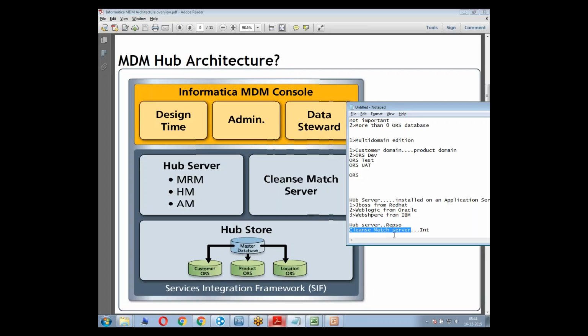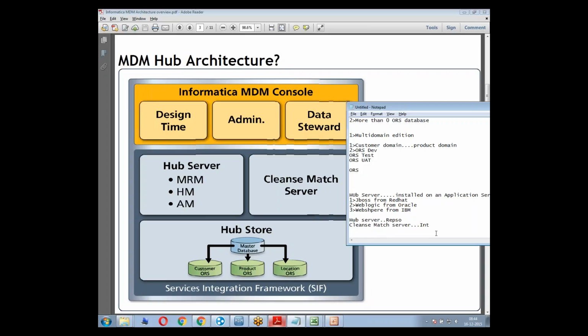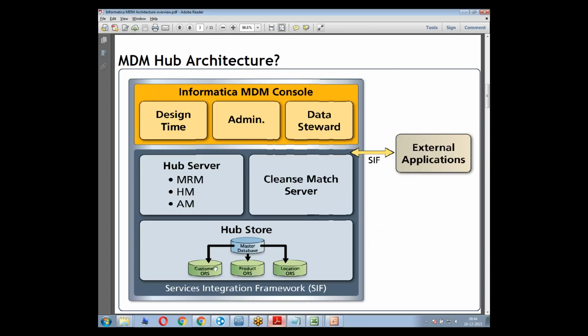Okay, but the application server could be at different locations and all that. You could create multiple cleanse match servers also, that's fine, but they have to be on the same application server. I mean, the type of the server and the type of the database cannot change. Okay, for example, one ORS you can create in Oracle, let's say if you want to create another ORS in DB2, that's not going to work. We'll learn more about this ORS.